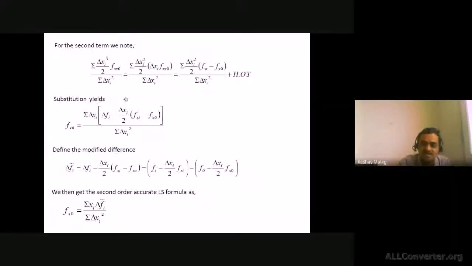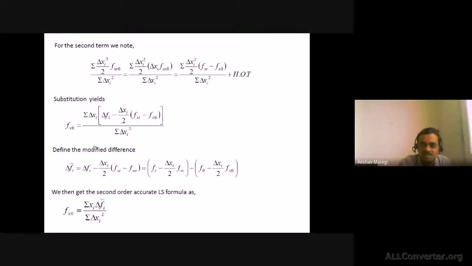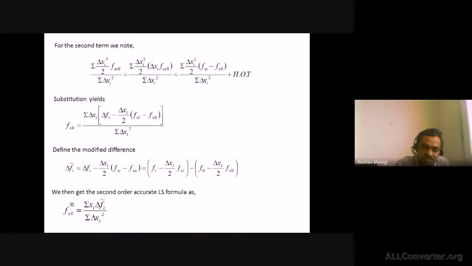Just slightly a rearrangement of this will give you tilde fi. You can write this term in bracket like this, okay? Tilde fi equal to this term written here, and rearrange. So it looks like a first order formula with a modified difference here, okay? So fx naught, sorry, I have missed writing the bracket 2 here because this is a second order approximation.